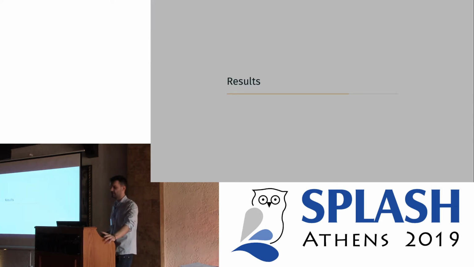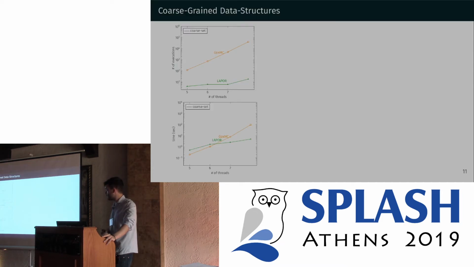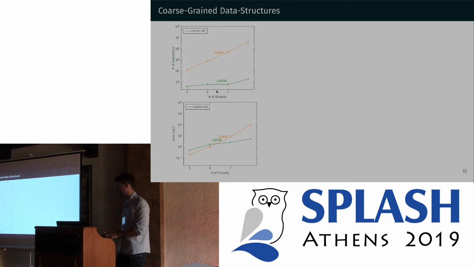Now, of course, all these examples that I've shown you so far are trivial, but by applying the same technique to more elaborate locking schemes and more complicated data structures, we get significant performance benefits. So I'm going to start with some coarse-grained data structures. Our tool is the green one, Laper, and it's built on top of the GenMC tool. On the top graph, we have the number of executions, logarithmic, and below we have time in seconds, and on the x-axis in both graphs we have the number of threads. So as you can see, Laper is much faster and explores exponentially fewer executions than GenMC, in this case, of the coarse-grained set.